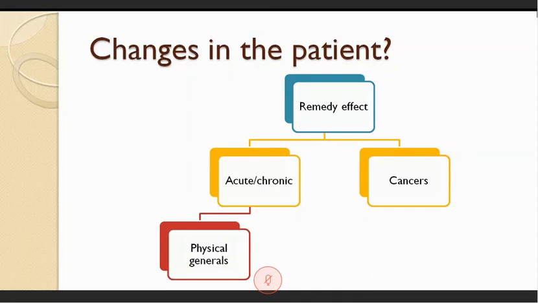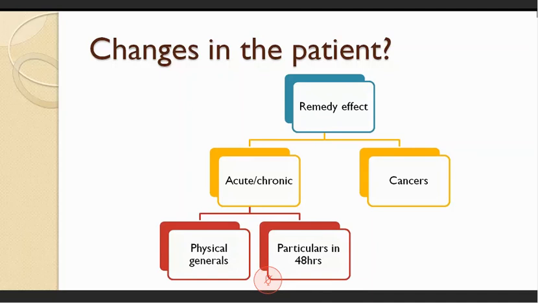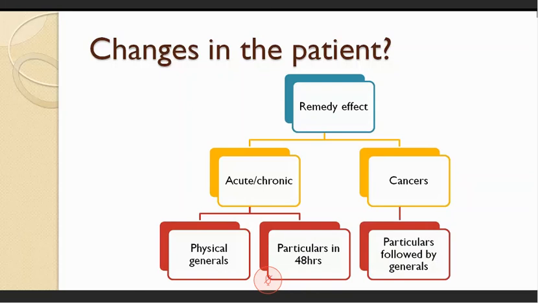In acute, physical generals should get better first. Particulars also should get better in 48 hours of time. As we all know, the patient has to eat well after prescribing. The weakness should go. He has to get his appetite back, and he should get active. He should get interest in his daily duties or routine work. Then the particulars should follow in 48 hours of time. Now what happens in cancer cases? The particulars should improve first, followed by generals.